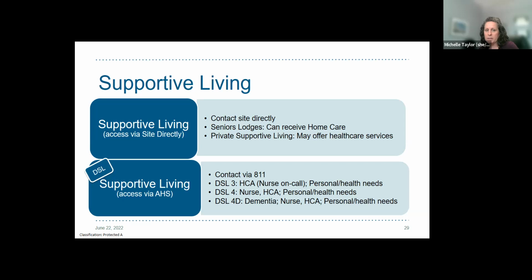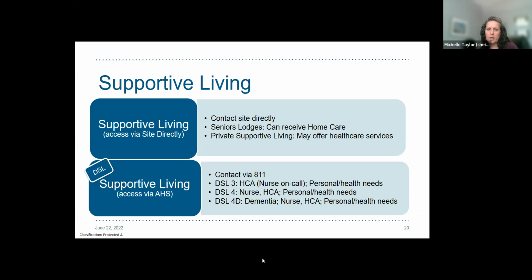So at the top of the screen, supportive living accessed through the site directly includes seniors lodges and private supportive living sites. The seniors lodges are funded by the government, while the private supportive living sites are not, and individuals have to pay out of pocket to live in a private supportive living site. Home care and on-site healthcare services may be provided at the seniors lodge or private supportive living sites, depending on the part of the province where they are located and the building operators.